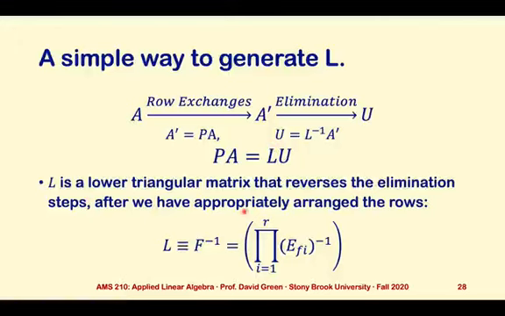Central to this is that L is a lower triangular matrix that really reverses the process of elimination. We apply L to U and we get back A prime. Because it is reversing elimination, we can think of it as the inverse of the forward elimination matrix, which is L inverse. And we can equally think of it as a product of the matrices corresponding to the inverse of the forward elimination steps.